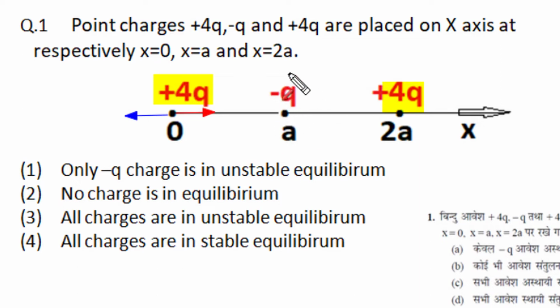So this equilibrium is not a stable equilibrium, it is a sort of unstable equilibrium. So all three charges are in unstable equilibrium. So option 3, all charges are in unstable equilibrium, is the right choice for this question.